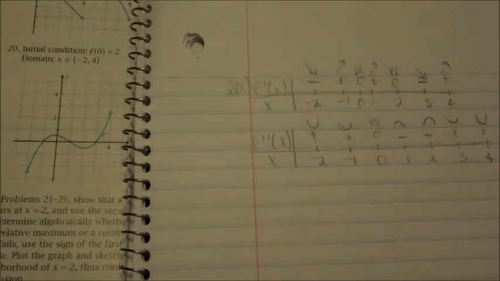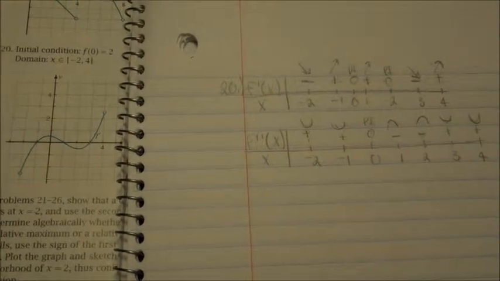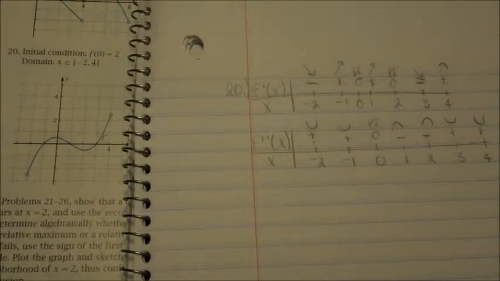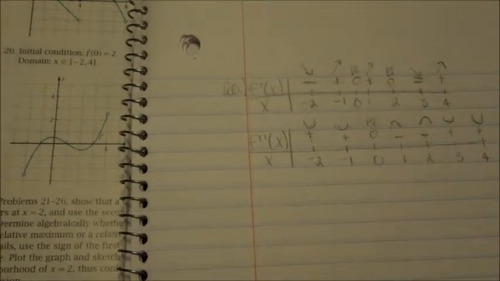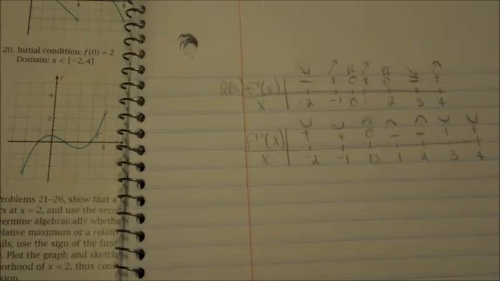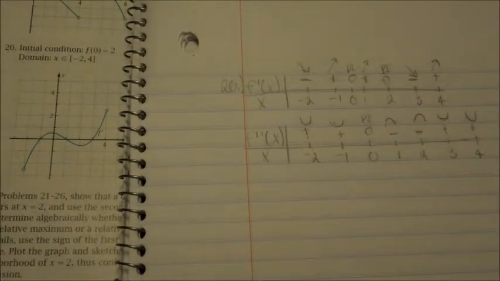For VAP number 6, I'm doing problem number 20, and problem number 20 asks for a sketch of the parent graph based on the graph given. So the first step is to figure out what the parent graph would look like, and you do that using the tables for the derivative and the second derivative.